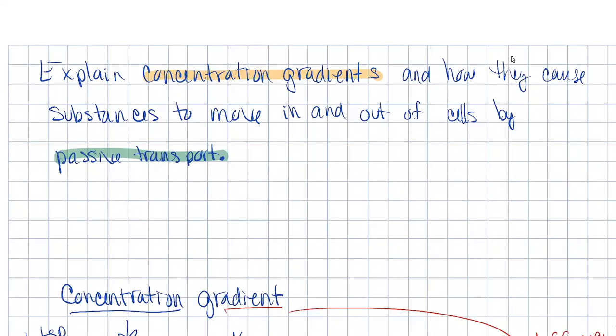So taking some good notes now will help you write a much better introduction. And so the first job that you have is you need to understand a concentration gradient and how it will cause substances to move in and out of a cell by something called passive transport.